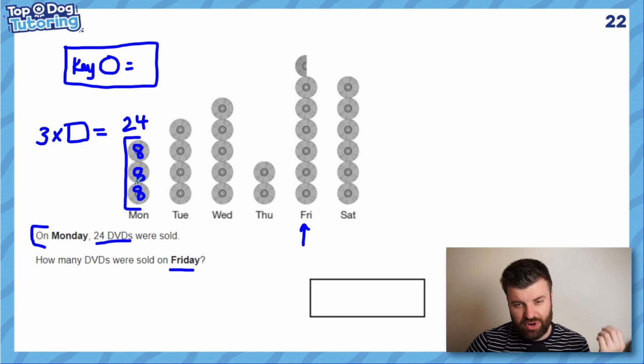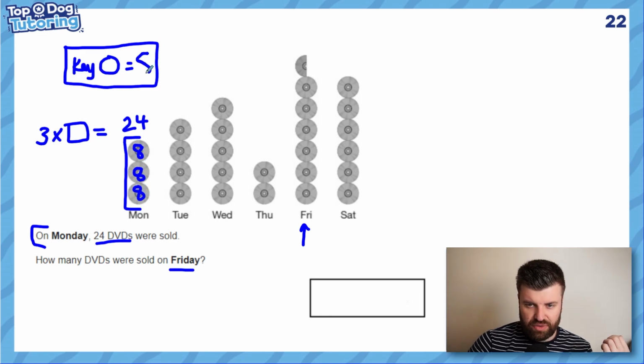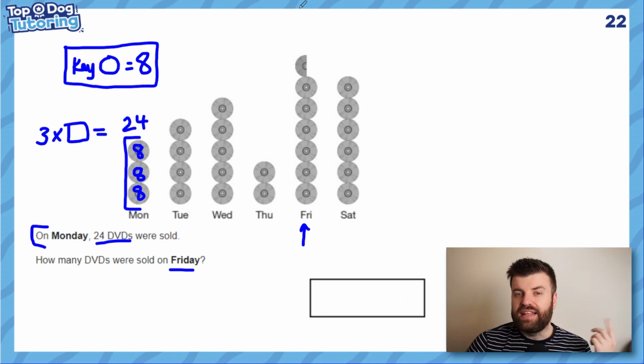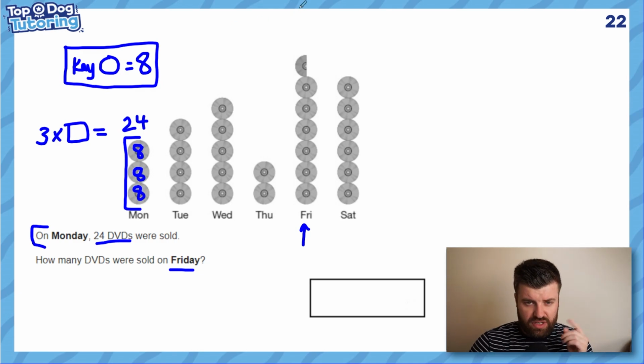This is a 2-step problem, really. We have to work out what each record is worth, in this case 8. Now, we cannot just put 8 and hope to get a mark. No, that's not what the question's asking. It said how many DVDs were sold on Friday. So we have 8 for each of these that we can see here. 1, 2, 3, 4, 5, and 6. 6 multiplied by 8 is 48.